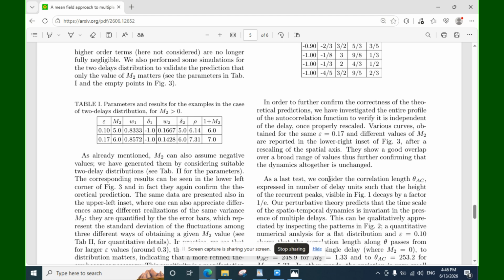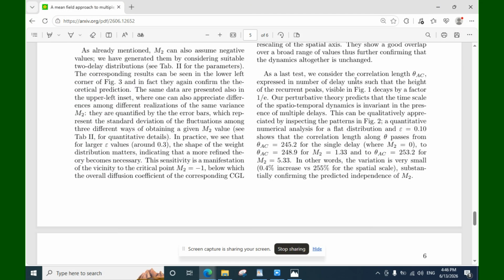As a last step, we consider the correlation length theta AC, expressed in number of delay units, such that the highest of the recurrence peaks visible in Figure 1 decays by a factor 1 divided by e. Our perturbative theory predicts that the timescale of the spatio-temporal dynamics is invariant in the presence of multiple delays. This can be qualitatively appreciated by inspecting the patterns in Figure 2.